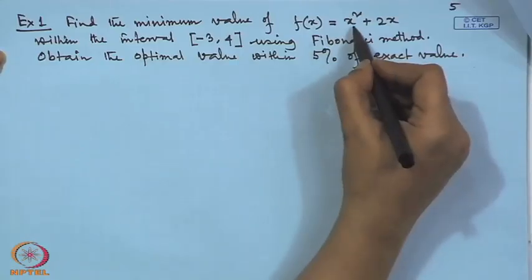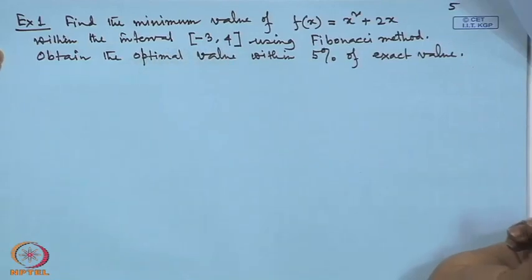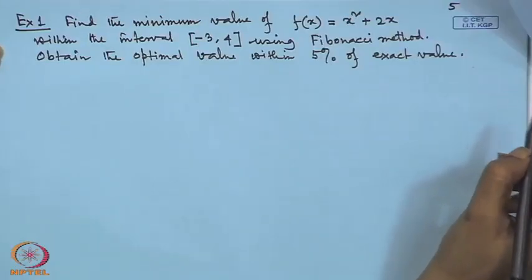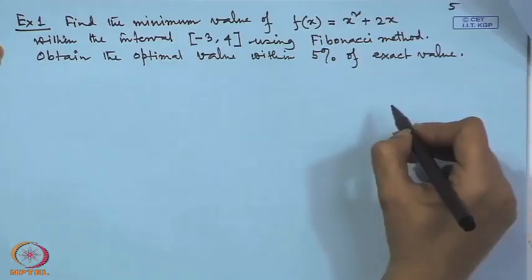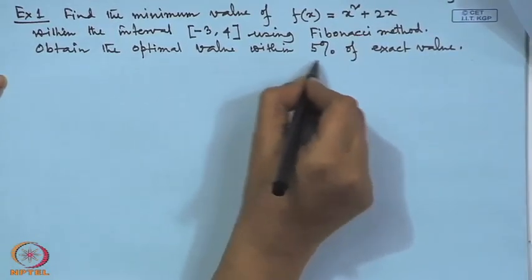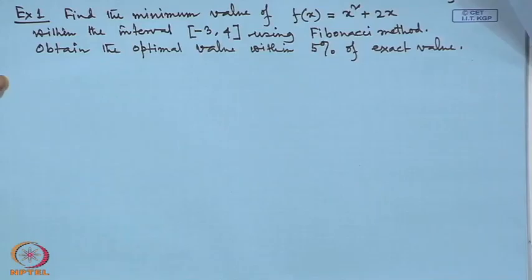We want to minimize the function x square plus 2x within the interval minus 3 to 4. If we just draw the function, we will see the function is very much unimodal within minus 3 to 4, and the function has a minimum somewhere in between. And there is one restriction: we want to have the optimal value within 5% of the exact value. We need to use the Fibonacci method. As I said, the first necessity is that the function must be unimodal, that is true here. The second is that the number of experiments must be specified beforehand, but there is no information as such about the number of experiments, but we can deduce it from the given desired accuracy, that we want 5% of the exact value.